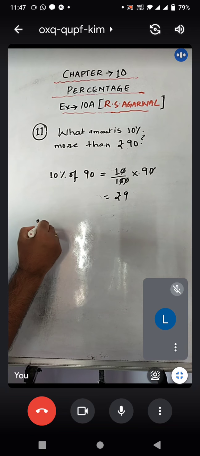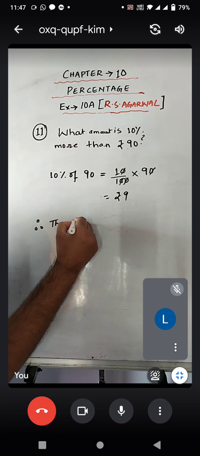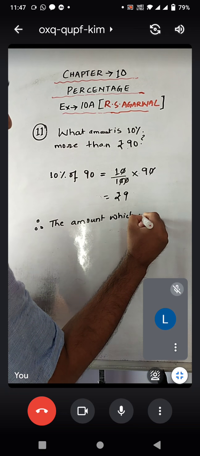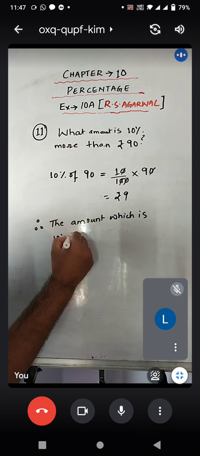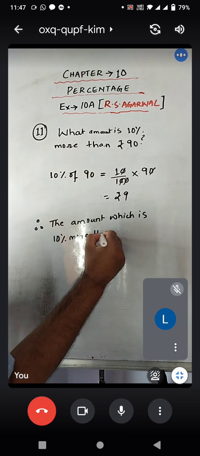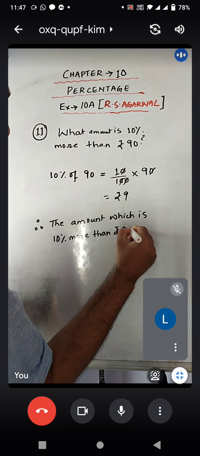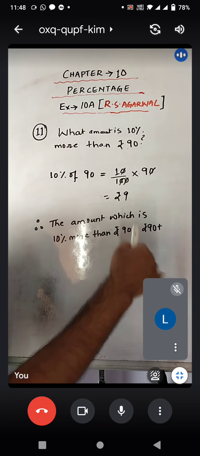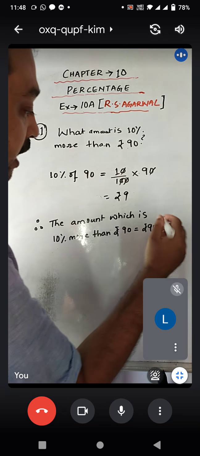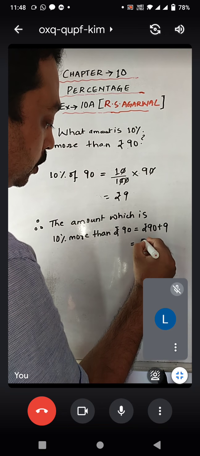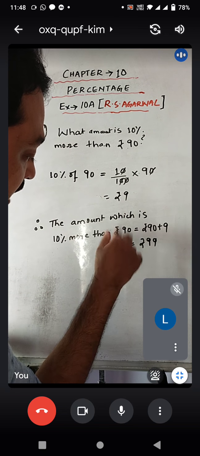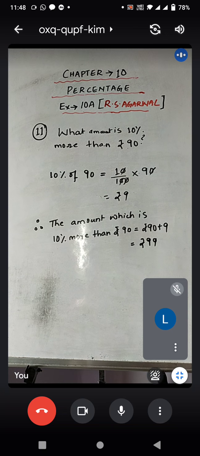So therefore the amount which is 10% more than rupees 90 would be what? There would be a 90 and we have to add 9 more rupees because this is 10% of 90. This is rupees 9. So your answer is rupees 99. So this is the amount which is 10% more than rupees 90. Very, very important question. This type of question will give you 2 marks.